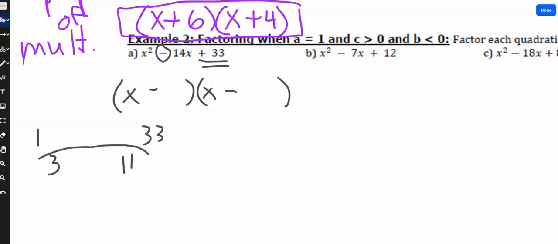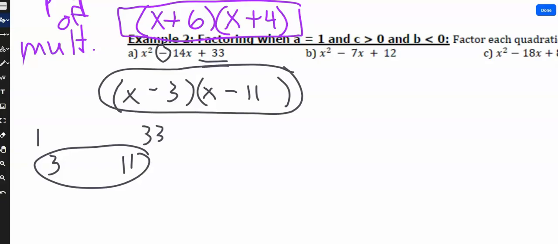And let's see here. The only combo that works would be 3 and 11. So there's my final answer there.